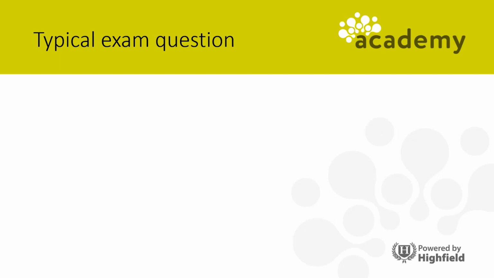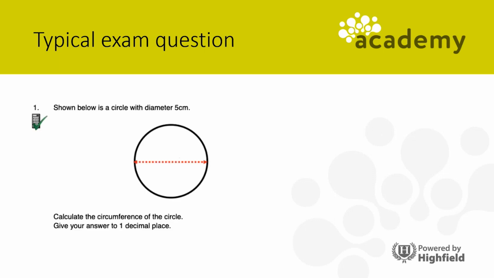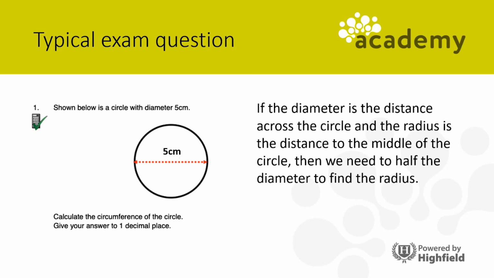Here's a typical exam question. Shown below is a circle with a diameter of 5 centimeters. Calculate the circumference of the circle, give your answer to one decimal place. If the diameter is the distance across the circle and the radius is the distance to the middle of the circle, then we need to half the diameter to find the radius. So press pause, have a go at answering the question, and press play when you're ready to see the answer.